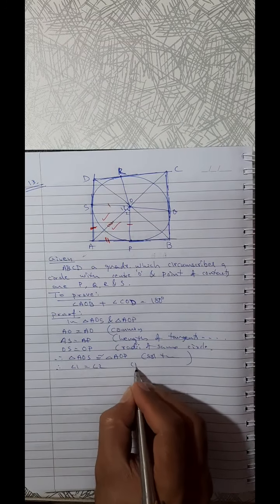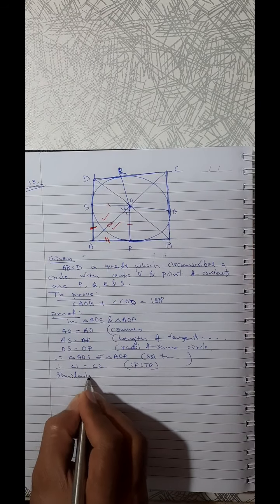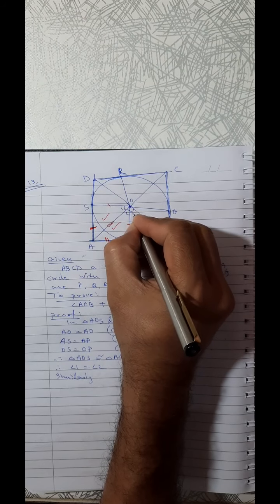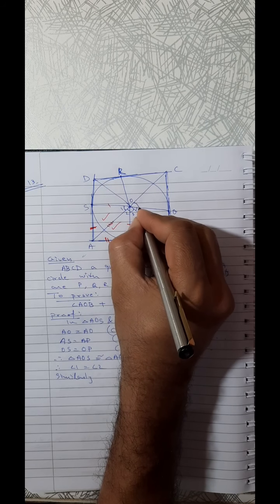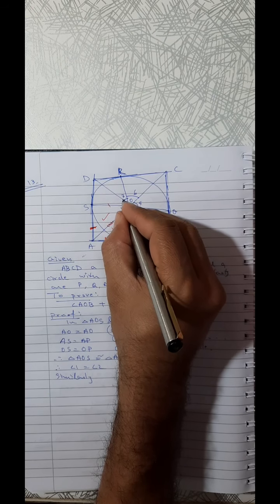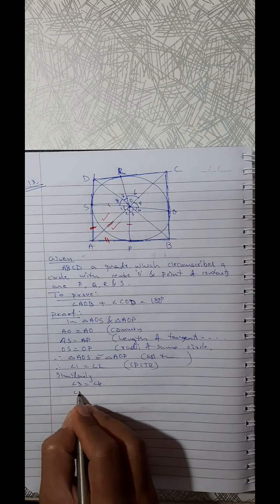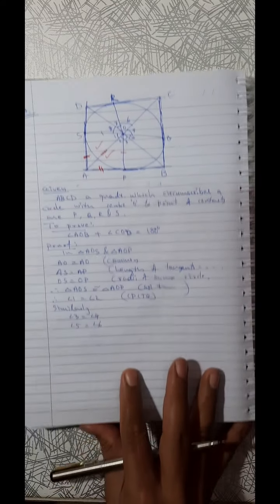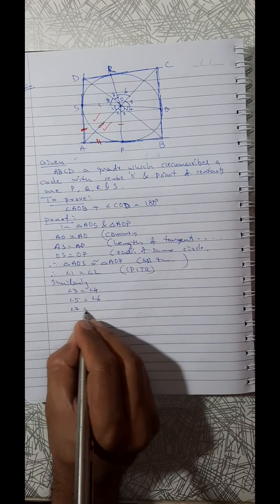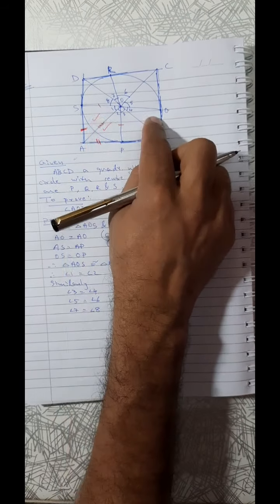CPCT. Similarly, angle 3 equals angle 4, angle 5 equals angle 6, angle 7 equals angle 8. Because these two triangles are congruent exactly like this one, 3 and 4 are equal. These two are congruent, so 5 equals 6. These two are congruent, so 7 and 8 are equal.